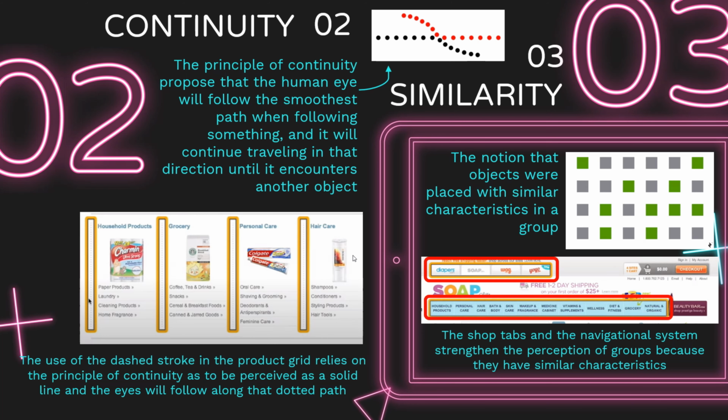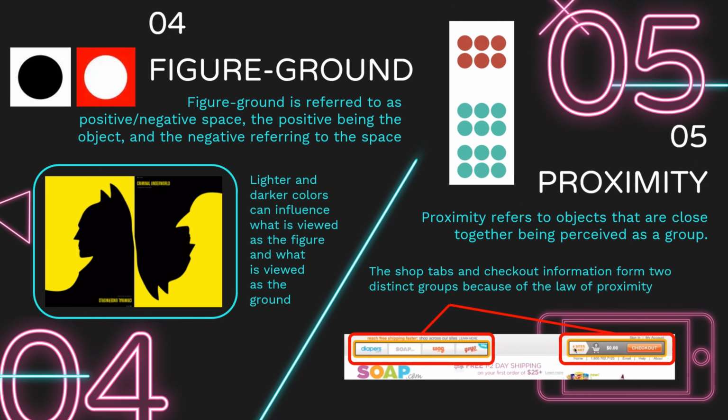Similarity, the notion that objects placed with similar characteristics are perceived as a group. For example, the shop tabs and the navigational system strengthen the perception of groups because they have similar characteristics. Figure ground. Figure ground is referred to as positive or negative space, the positive being the object and the negative referring to the space. For example, in this poster of Batman, the lighter and darker colors can influence what is viewed as the figure and what is viewed as the ground.